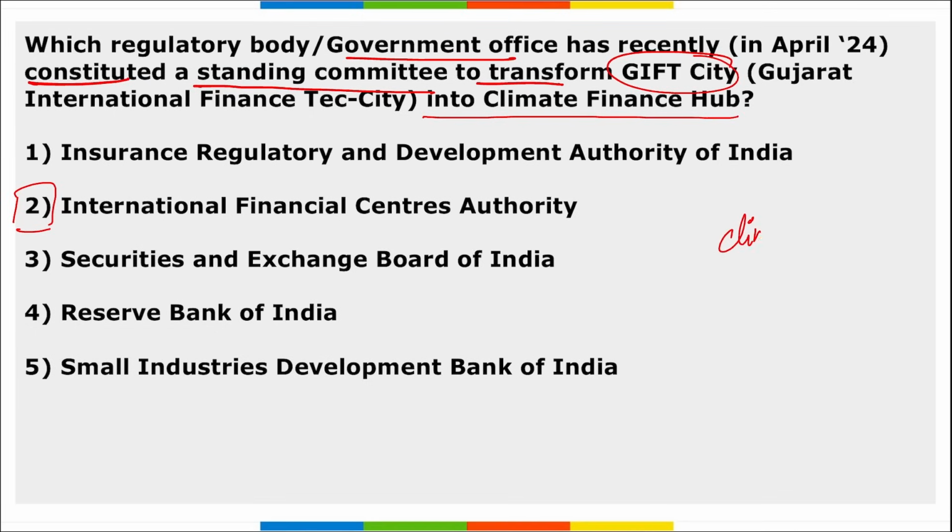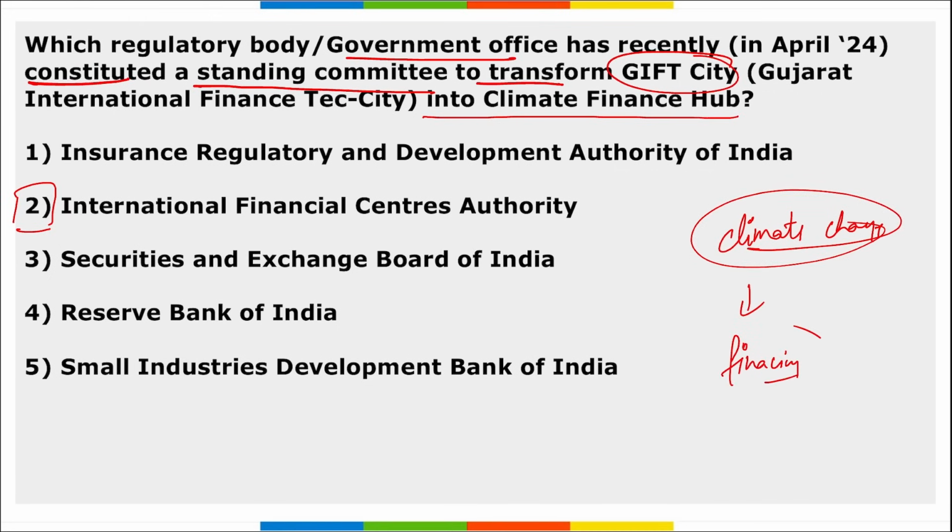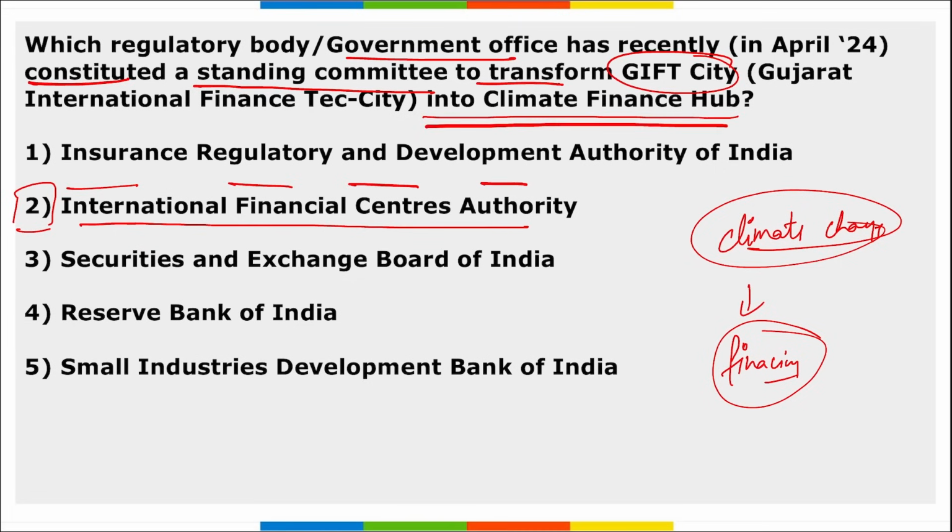So that for climate change that we are seeing that is happening all around the world, to make projects that will help to reduce the effects of climate change and also to work towards sustainable development goals, this IFCA, that is International Financial Centers Authority, they have recently constituted a standing committee, and it is to transform GIFT City into a climate financing hub so that more and more projects can be financed from this GIFT City that is in Gandhinagar, Gujarat. And also remember, banks in GIFT City, they have set aside 5% of the credit for green and sustainable projects.